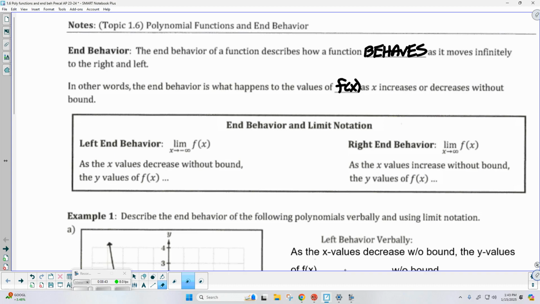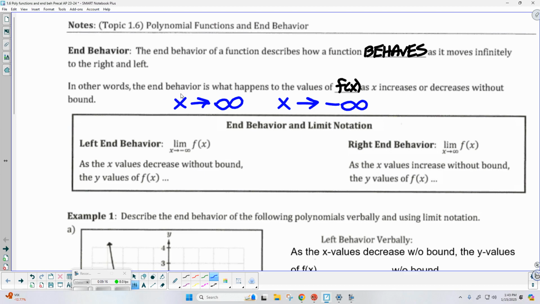So when you see that phrase, for example, x is increasing without bound, this is what we're saying in notation. X, we have an arrow. That arrow means approaches. So x is approaching positive infinity. X is increasing without bound. It's just going to continually get larger and larger forever. Or if x decreases without bound, that means that x is going to approach negative infinity.